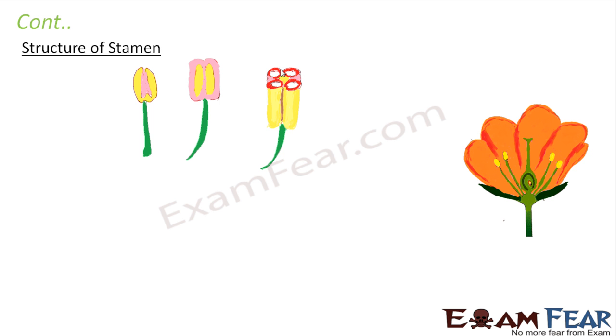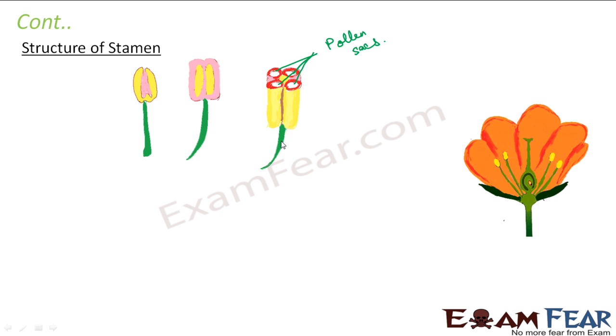And what are these 4 lobes? These 4 lobes are known as the pollen sacs. So what are pollen sacs? These lobes are nothing but the places where the pollen grains are present. So the pollen grains are the male gametes which are present in the pollen sacs.